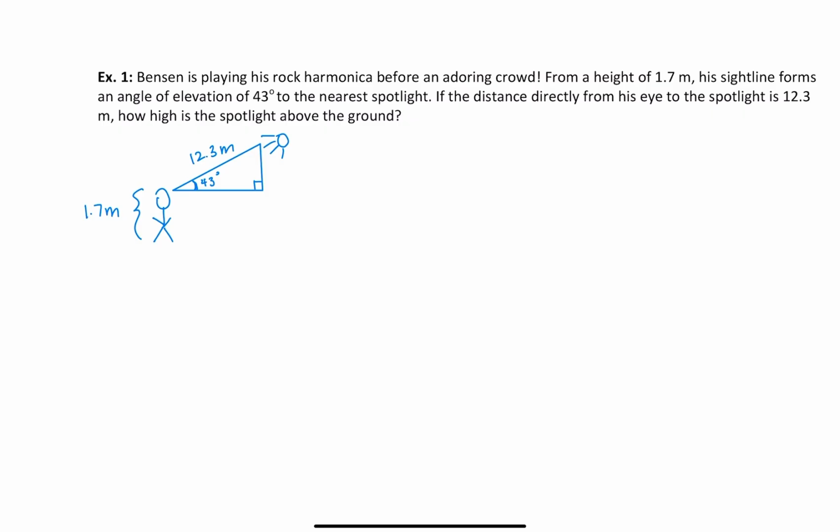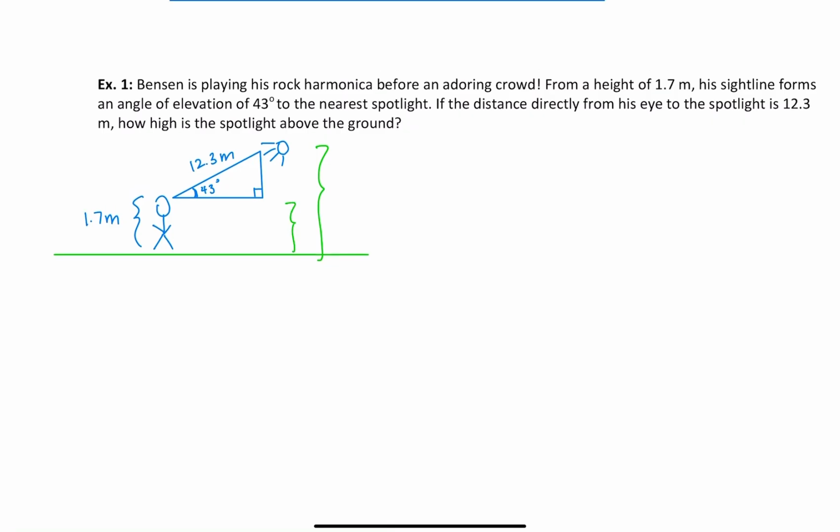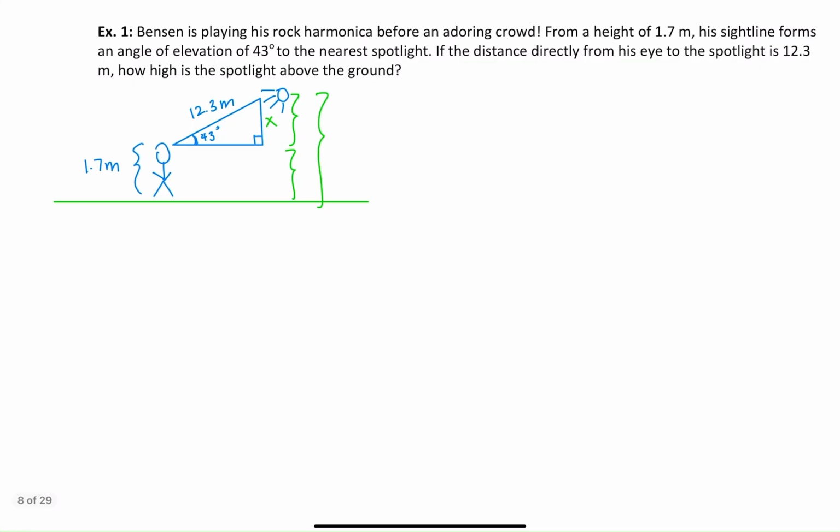Okay, what we're trying to find is this, right? Because this is the ground. We're trying to find how high the spotlight is from the ground. Well, we already know this distance, right? We know that Benson is 1.7 meters. We just need to find this distance and then add these two together. What that means is we have to find the height of this triangle. So in order to find the height of the triangle, we're given an angle and we're given this side here. And we can use a certain trig ratio to help us find x.